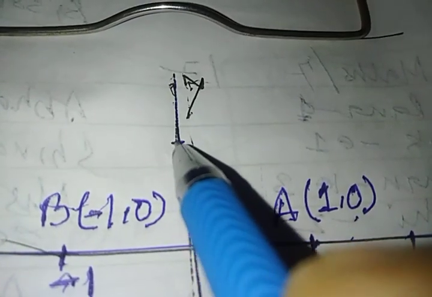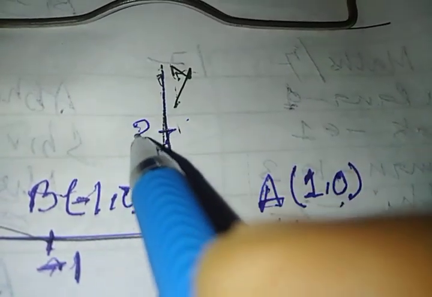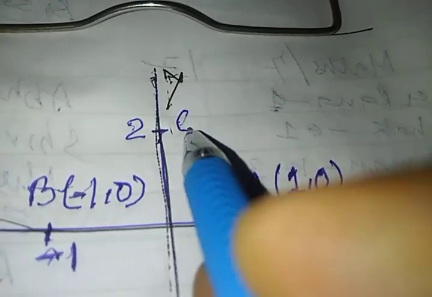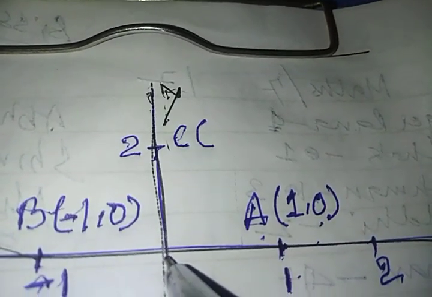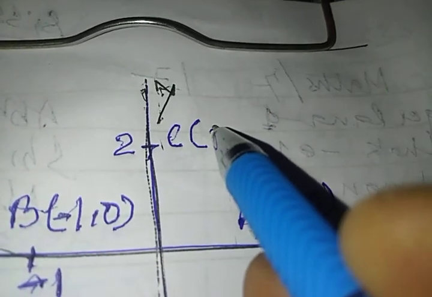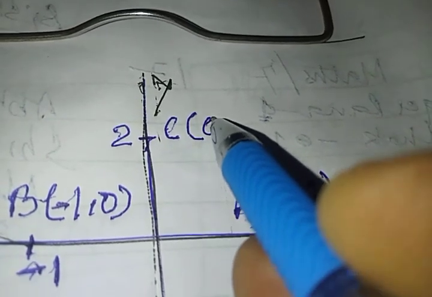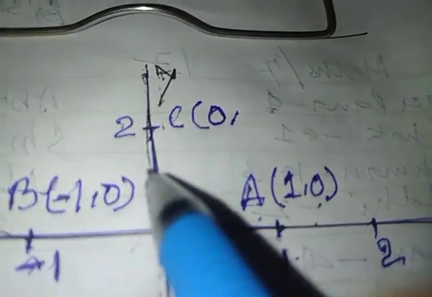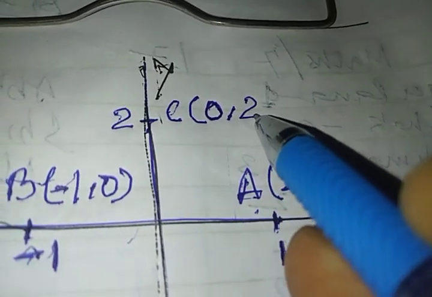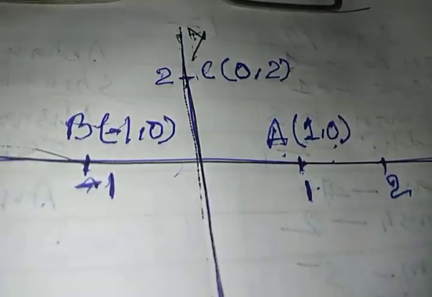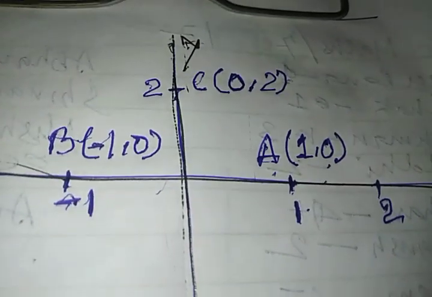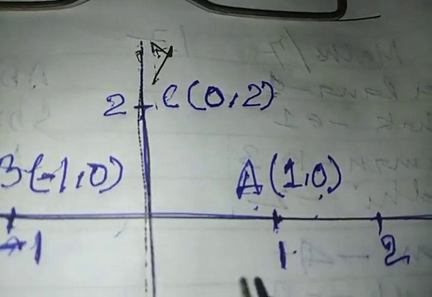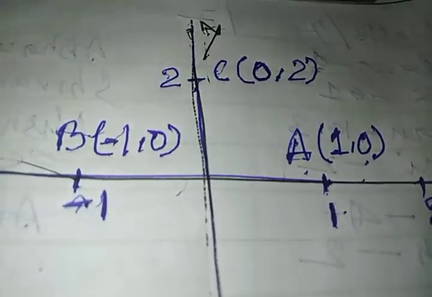Similarly, if you go here, it is point 2 and the location is C. Now on the y-axis x will not come, so the x-coordinate will be 0 here, and the y-coordinate is 2, so C will be (0, 2). So on the x-axis the y-coordinate is 0, and on the y-axis the x-coordinate is 0. Just remember this.